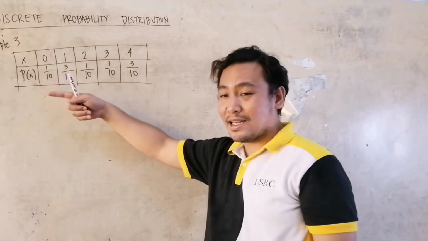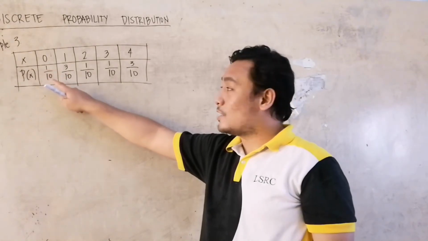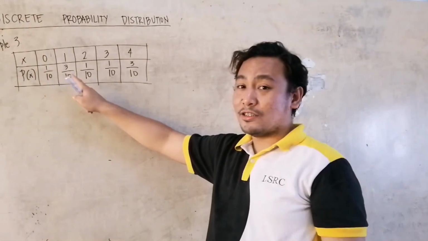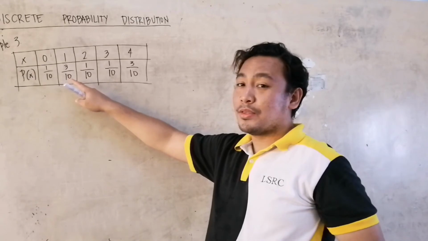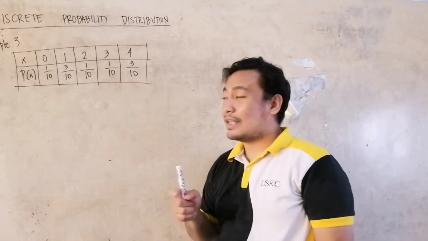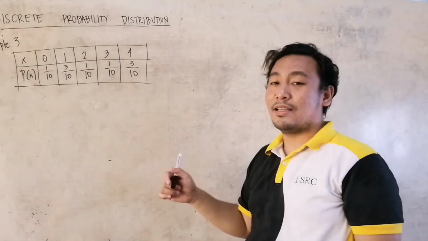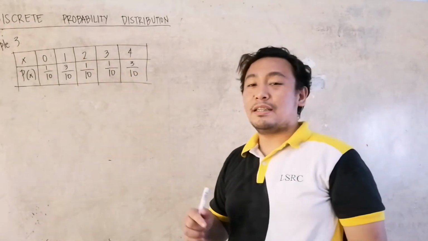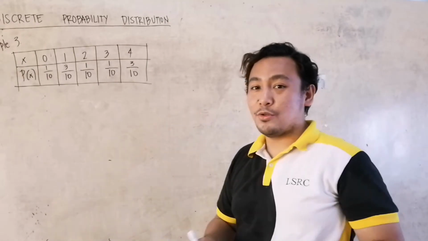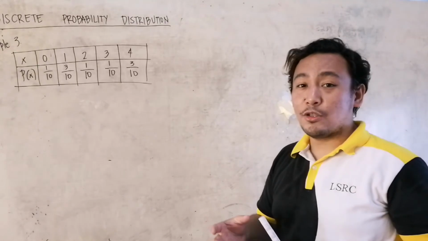So yung 1 over 10 is a proper fraction, then this is greater than 0 but less than 1. 3 over 10, ganun din siya. Therefore, greater than 0 but less than 1. 1 over 10 is also greater than 0 but less than 1. And then 3 over 10, greater than 0 but less than 1. Therefore, the first property, na-check natin yan. So, tama yung first property. So now, let's proceed with the second property.